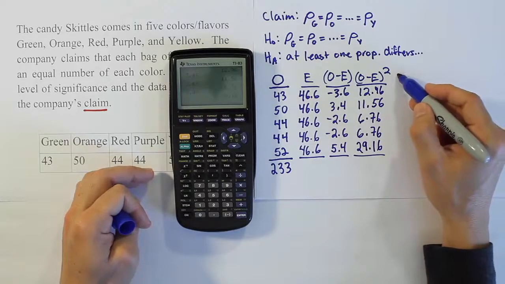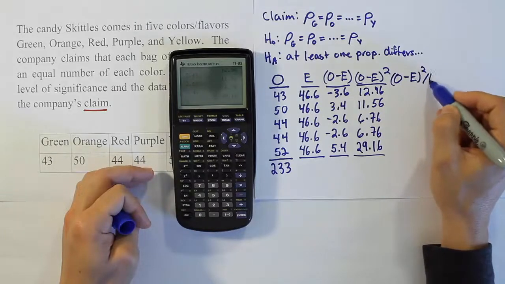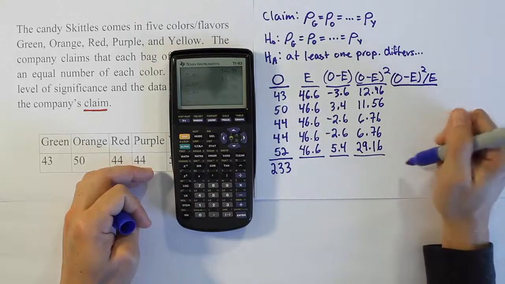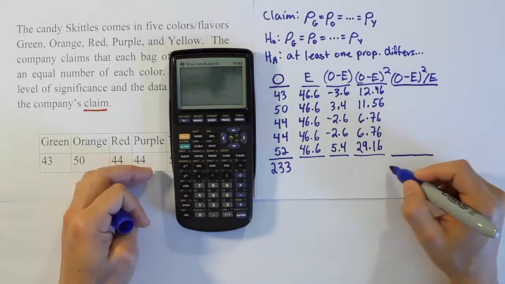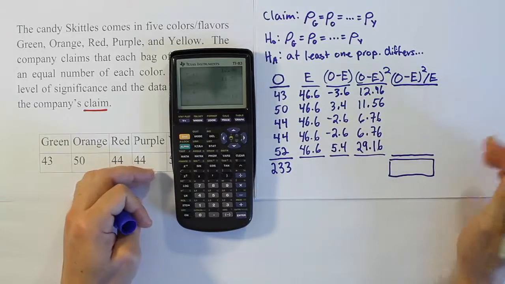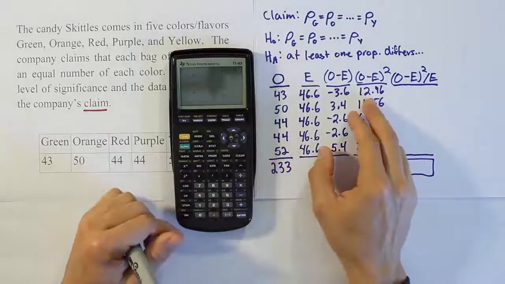And then our last column, the last one we have to do, is observed minus expected squared divided by expected. And when you're finished with this, you will have enough information to get your chi-squared test stat, because all you have to do is sum that up to get the total at the bottom. All right, so let's work that out then.